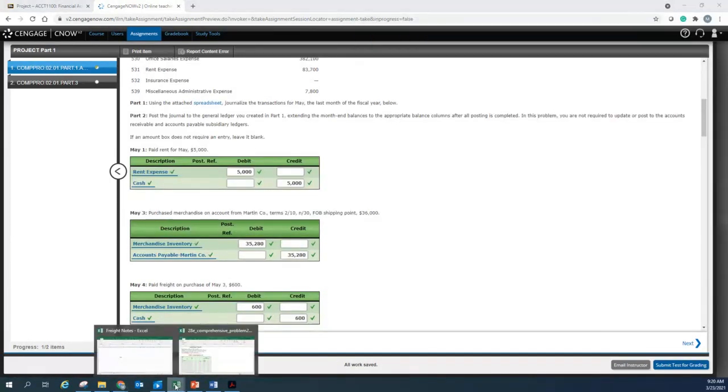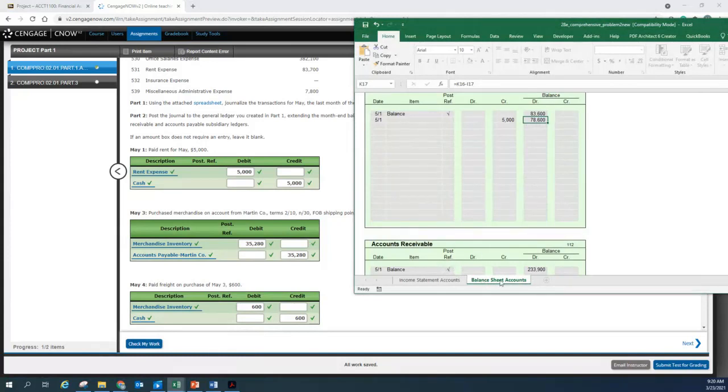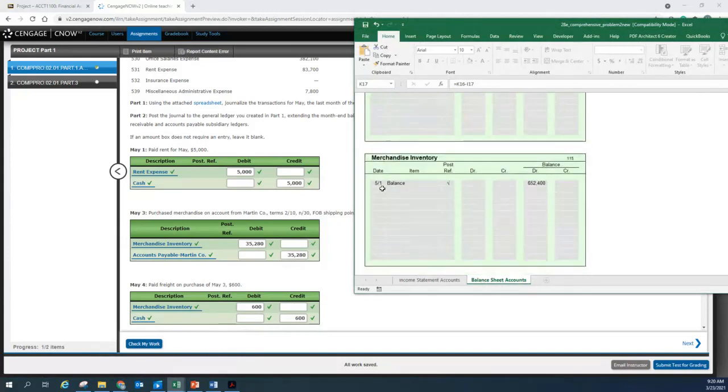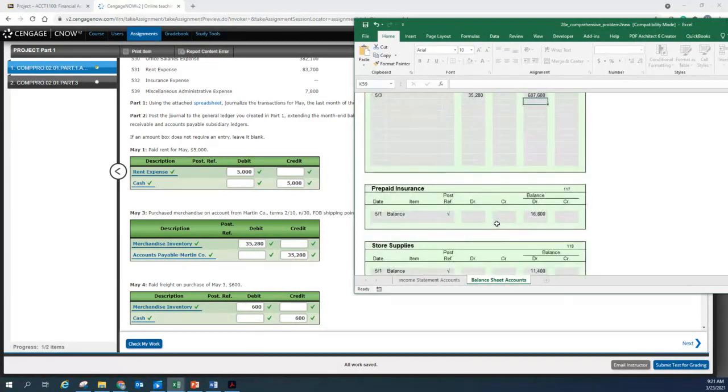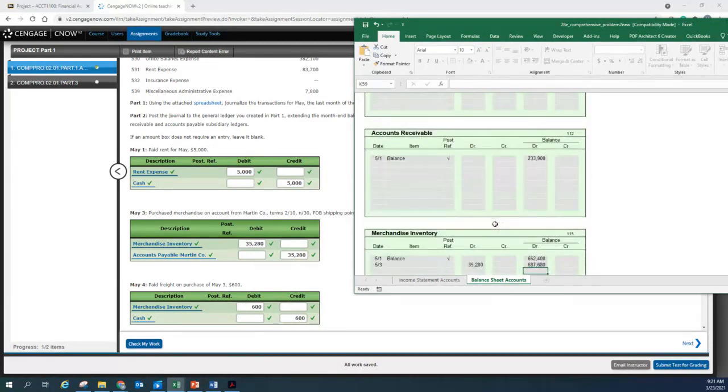Merchandise inventory, let's find merchandise inventory. That's going to be under balance sheet accounts right here. That's May 3rd, a debit of 35,280. The balance will become 652,400 plus 35,280, right? Because it's a debit and another debit. The net of that will be adding the two together. The sum becomes 687,680.